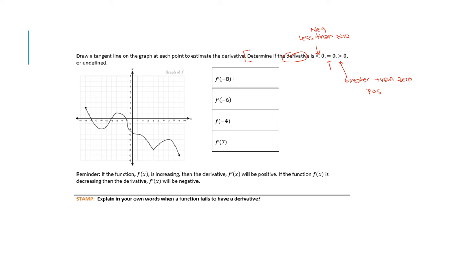So f prime of -8. I should be looking at this point here. And if I were to draw my derivative, which is the slope of the tangent line at that point, I can see it's clearly going down. It is a negative slope. So my answer to this first question is f prime of -8 is less than 0.